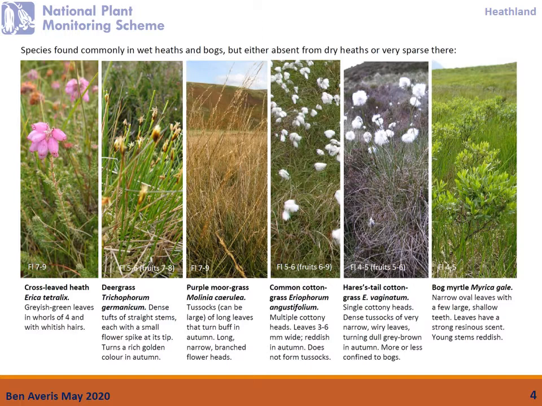Apart from hare's tail cotton grass there, which is specifically a bog species, the other ones on this page can all be found in wet heath and in bog, and none of them will be common in dry heath. So any kind of heathy vegetation with a good quantity of one or more of these species will not be dry heath. It'll be in the wet heath and bog category.